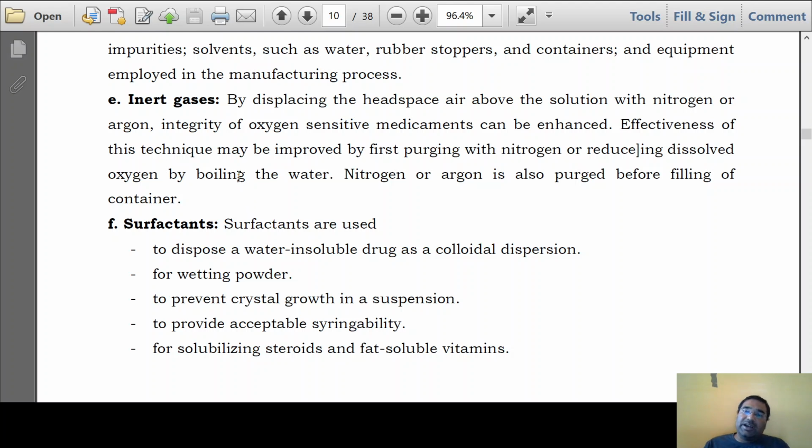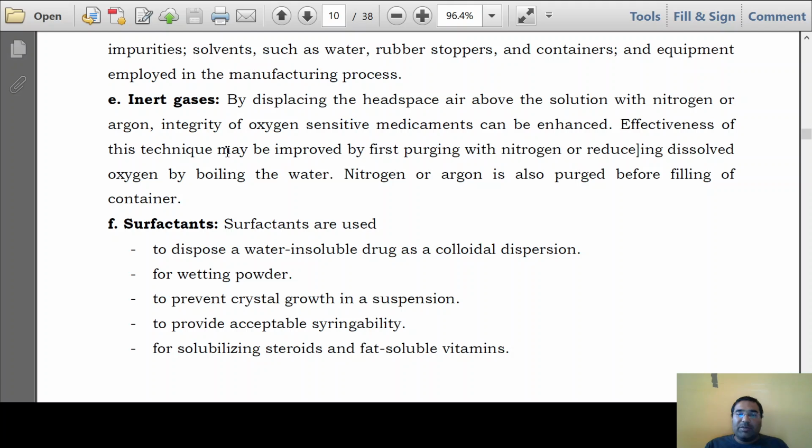So by displacing the headspace air above the solution with nitrogen or argon, integrity of oxygen sensitive medicaments can be enhanced. So if you use nitrogen or argon, these inert gases, then oxygen gets displaced and stability of product increases.